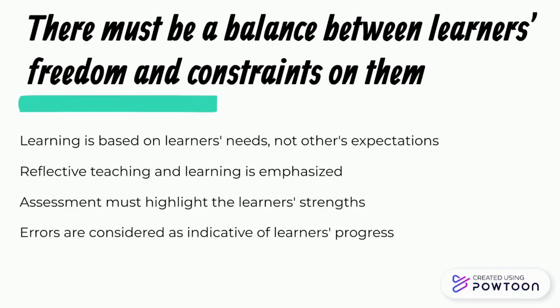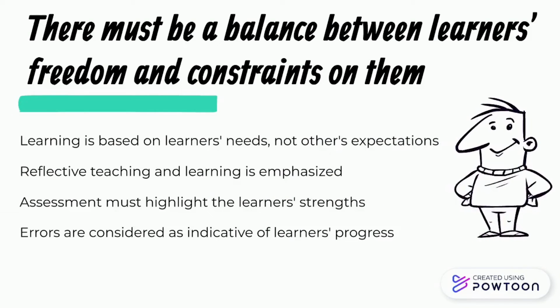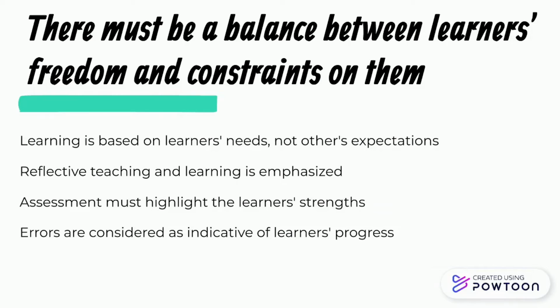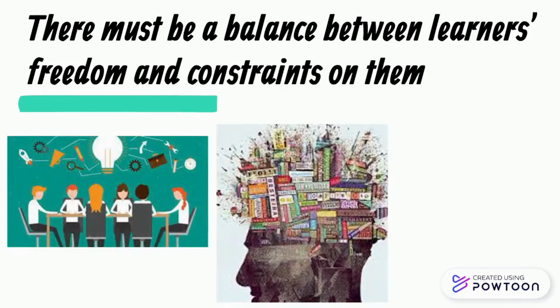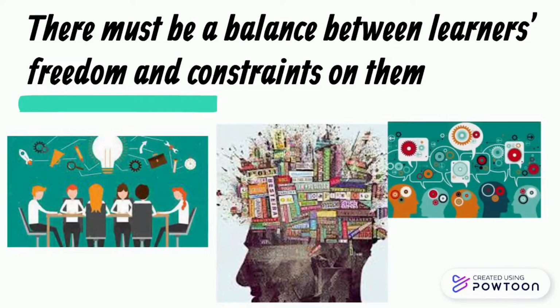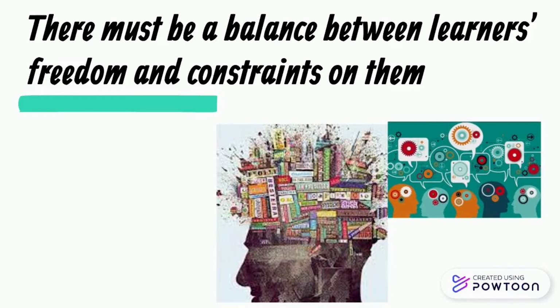Learning is based on learners' needs, not others' expectations. The learners are weaned away from the trap of working to please the teacher, which may be quite deeply ingrained, and towards working to please themselves. Because, as Curran maintains, teachers should remember that learners are people and therefore have different personalities, feelings, and interests. Reflective teaching and learning is emphasized.